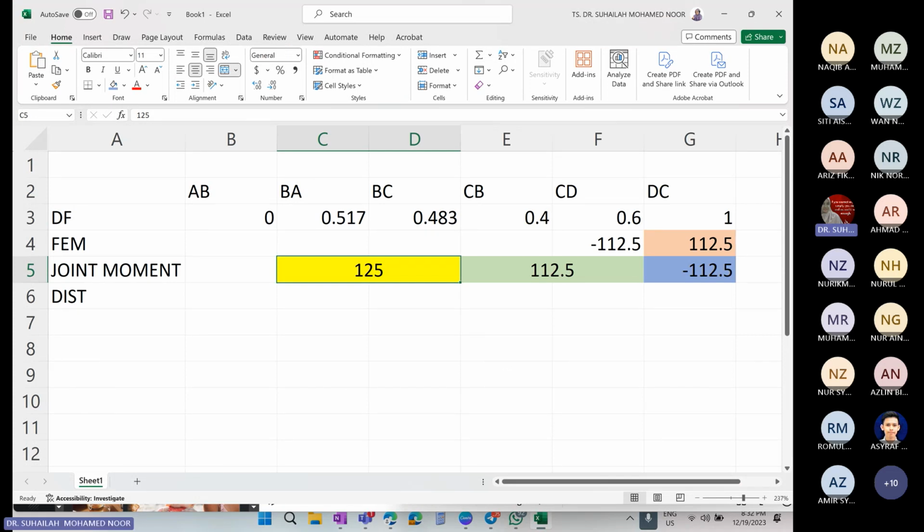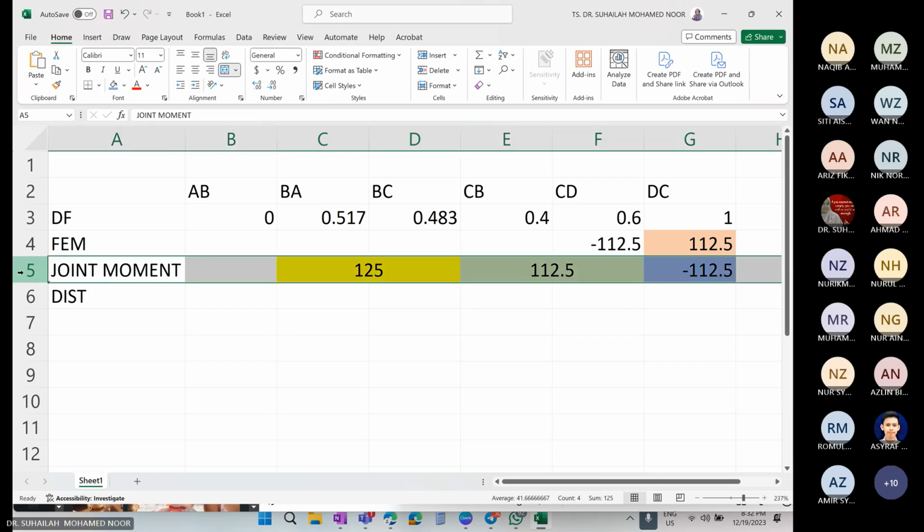Okay. Then only we distribute. Because in this step, I put this additional row into this example because of the joint moment of 1 to 5 that is subjected at point B. So next, we will start with the first distribution. You have to remember the process.